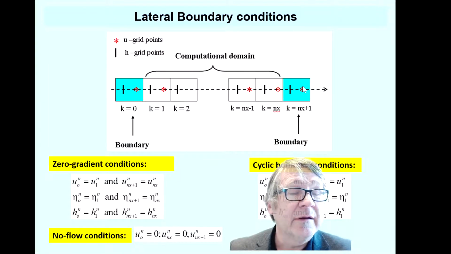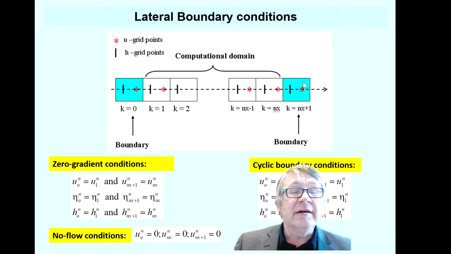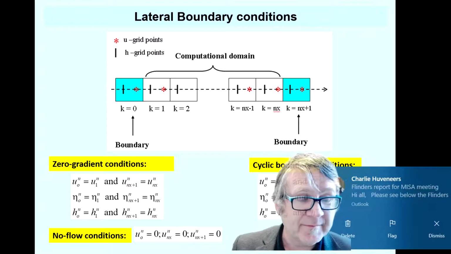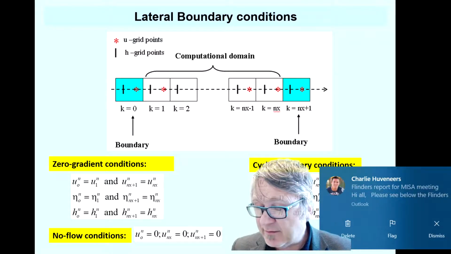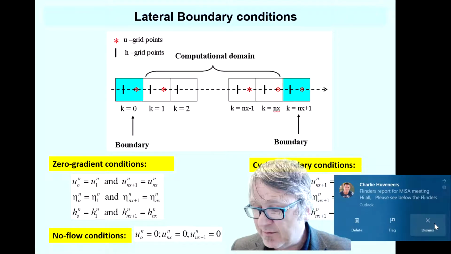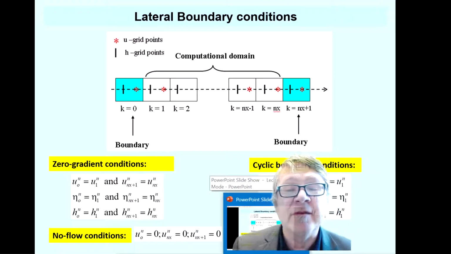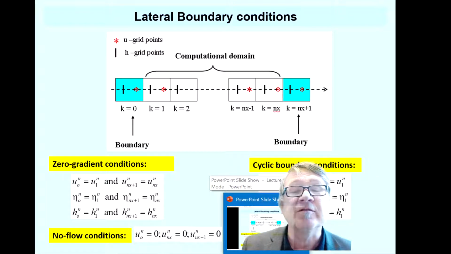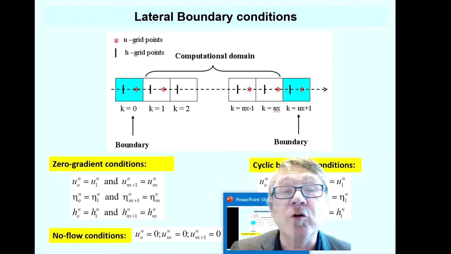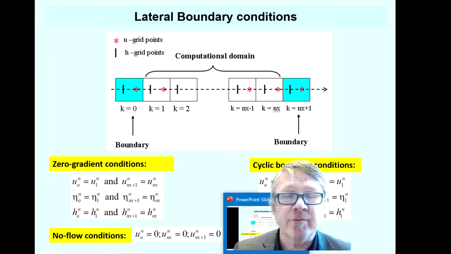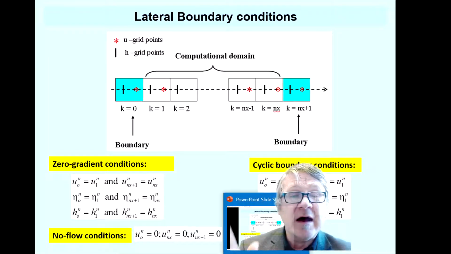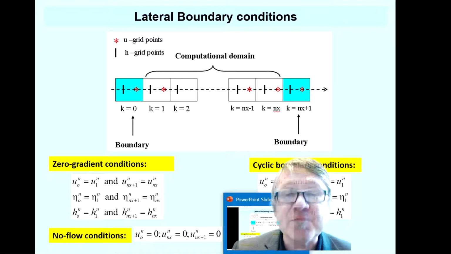And these extra points, okay, I get so many emails, as you can see. Let me just dismiss this. So these extra points that you need are actually called boundaries or ghost cells. They are used to specify boundary conditions.